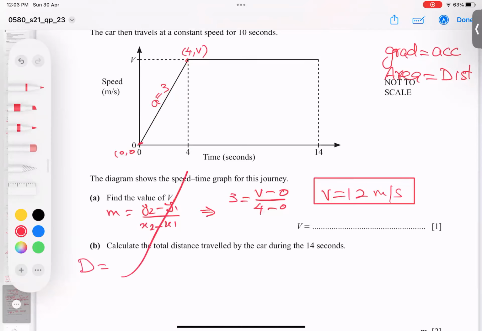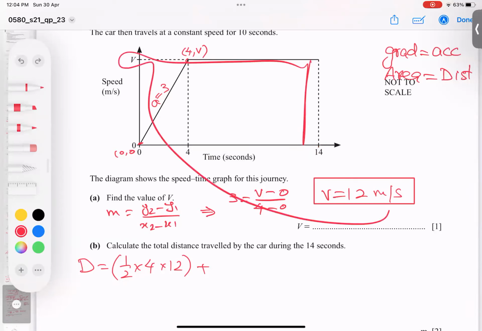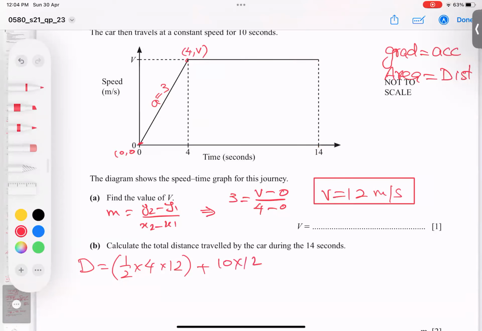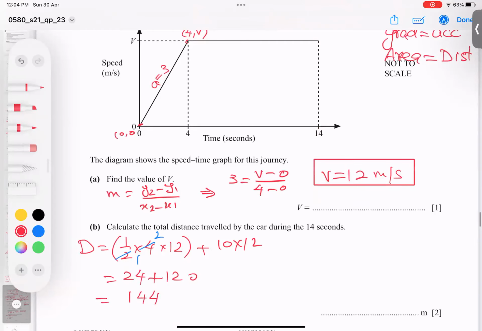So what is this one first? Half into base into height. Base, how much? This 4 minus 0, 4. Height, how much? This height V, which is 12. And what is this shape? It is a rectangle. What is this gap? 14 minus 4, 10. And what is height? It is V, again 12. So 10 times 12. This 2 cancels, 2 ones are 2, 2 twos are 4, 2 12s are 24, and 1 2 0. I'm getting 144 meters.